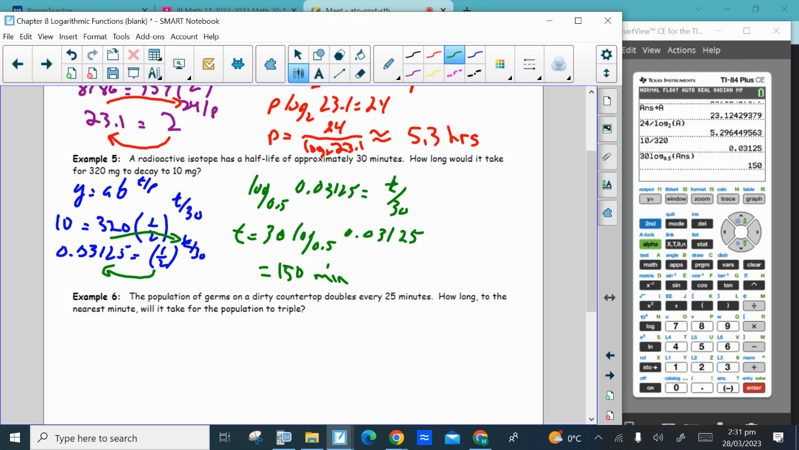So this one, I mean, you could definitely check your answer just by cutting in half every 30 minutes. They're not always going to work like this, where you're going to get an exact answer. Sometimes it does.